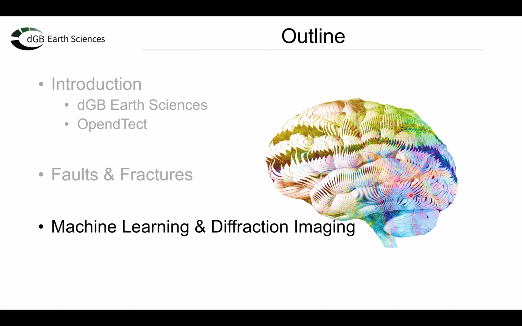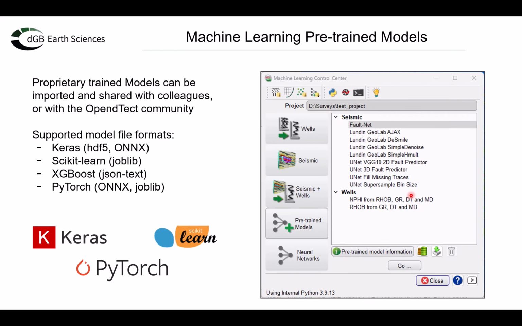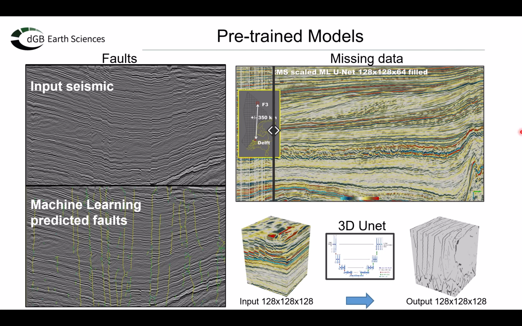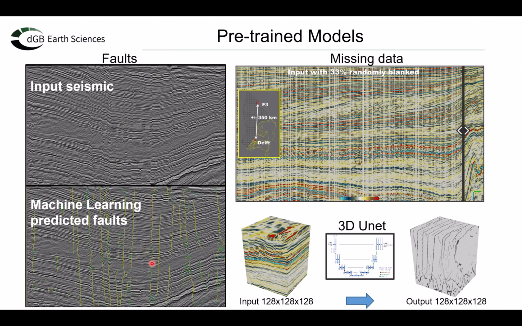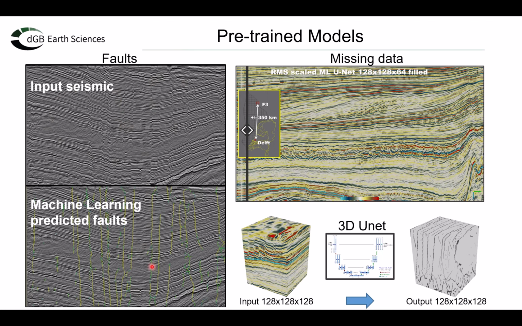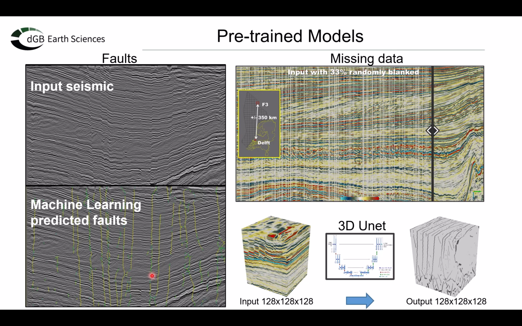Now then a few slides on machine learning and diffraction imaging, because machine learning, obviously we have also tools to predict faults, and some of these tools are delivered with the software in the form of pre-trained models. I will show you just one example or two examples here. On the left we have input seismic, and this is the application of a UNet three-dimensional fault predictor, and this is after thinning.